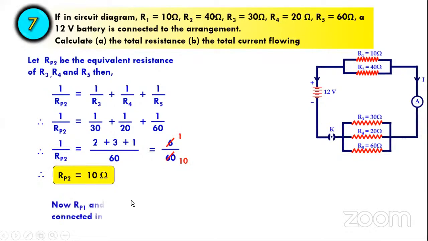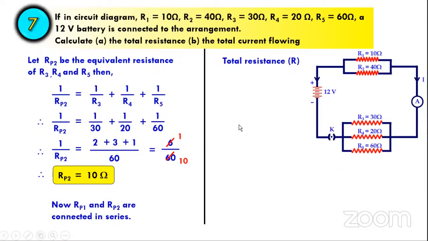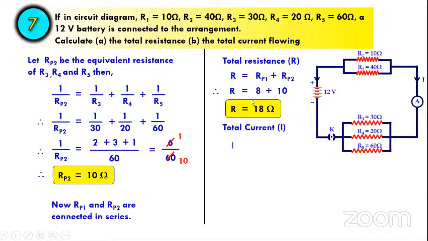So equivalent resistance is equal to R parallel 1 connection plus R parallel 2 connection. That equals 8 plus 10, that equals 18 ohms. First part is over. Now the second part, total current in the circuit. V is equal to IR, then I is equal to V by R. V is given as 12 volts. So 12 by 18.